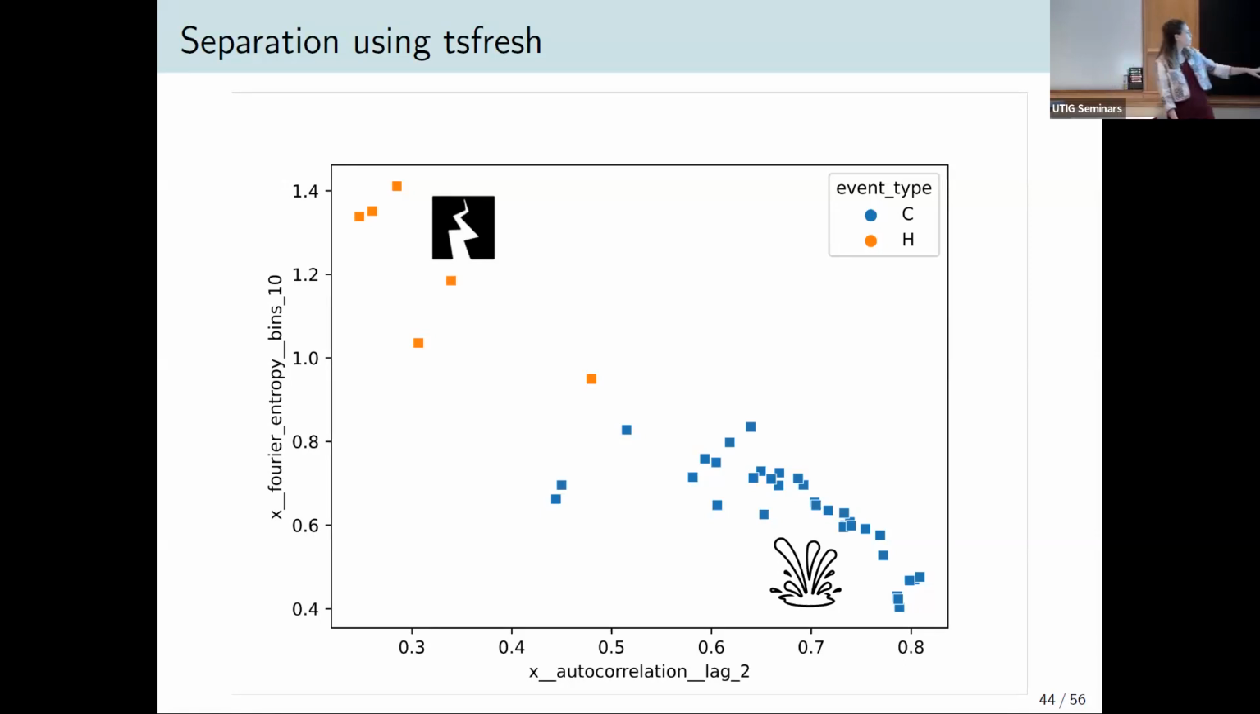So this is the autocorrelation, which is one of those measures of how similar a signal is to itself, and a Fourier entropy, which is a measure of the energy. And you can see that our shallow moonquakes plot up here, and the impacts are down here. So they're plotting in different places, and we're managing to separate them out. Yay, that's what we wanted to do.